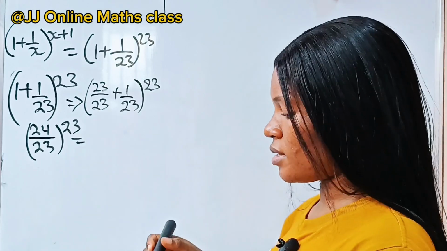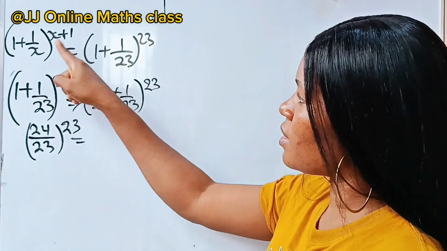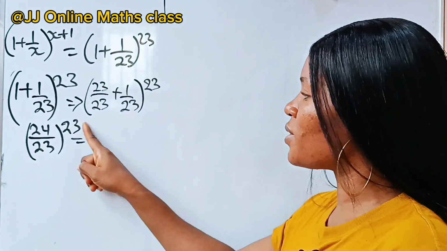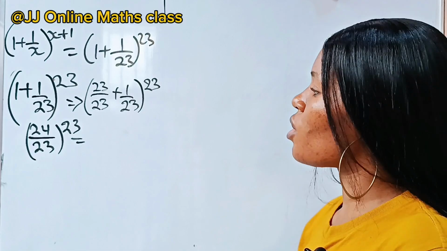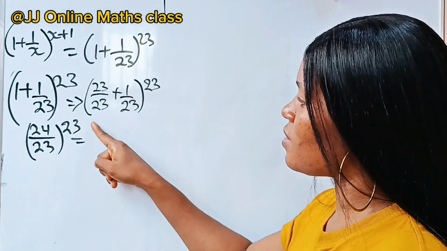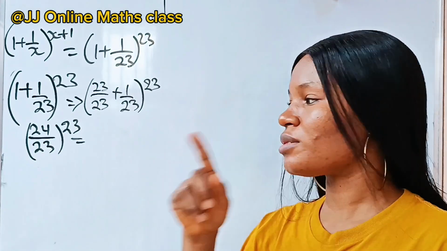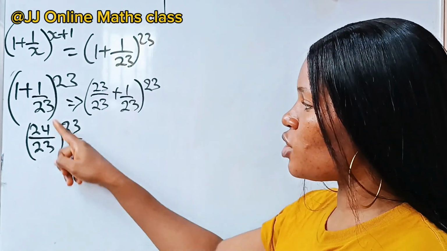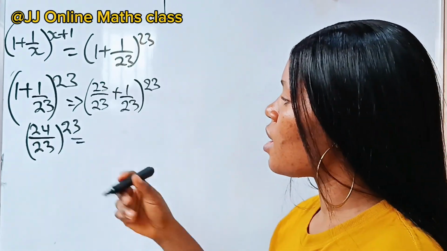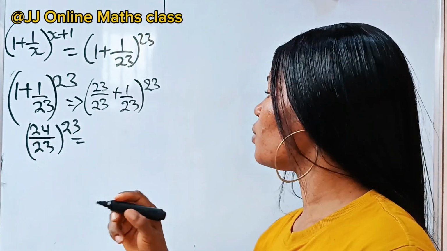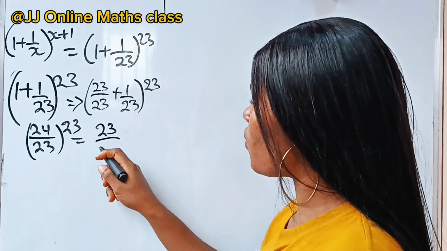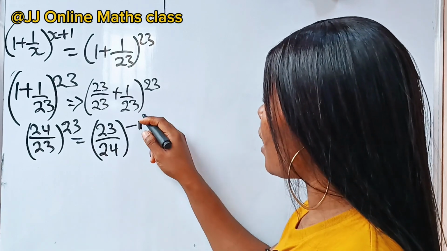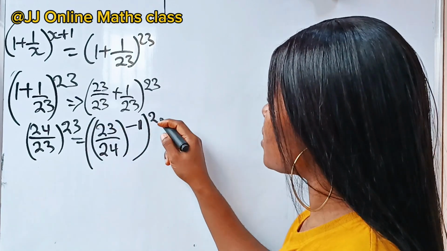Now recall what I said, we want it to look like this. Notice that this is carrying a plus sign and this is not carrying anything, so they don't even look alike. So how do we introduce a plus sign here? Let's forget it first and try to manipulate what we have inside the bracket. Let's take the inverse of what we have in the bracket. If we take the inverse like we did in the other one, we are going to have 23 over 24 raised to the power of minus 1, then everything raised to the power of 23 again.